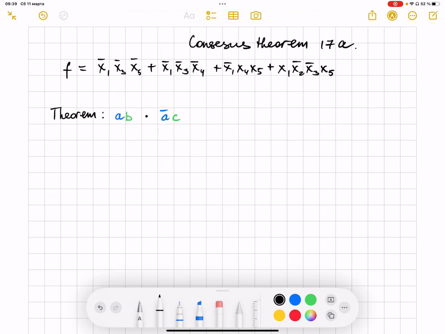In this particular tutorial, you're going to learn the Consensus Theorem and we're going to use it in order to minimize the given function. So let's start from the Consensus Theorem 17a. Before considering this given function, let me briefly explain the main working principles of this theorem. Consider we are given this kind of function, right? AB plus A bar C.